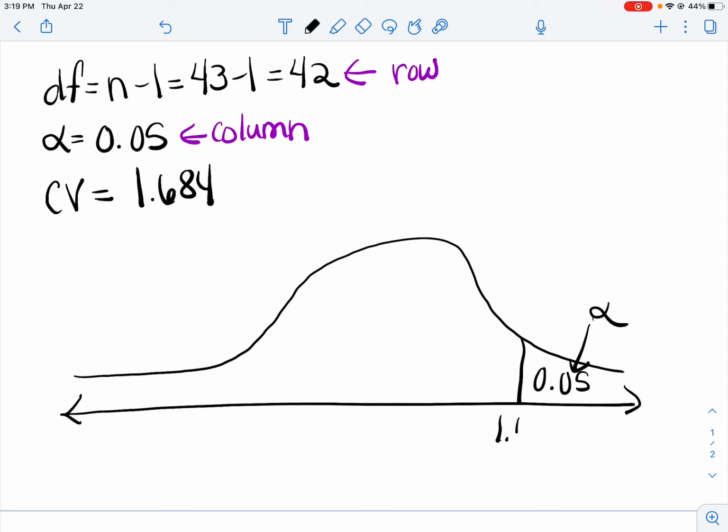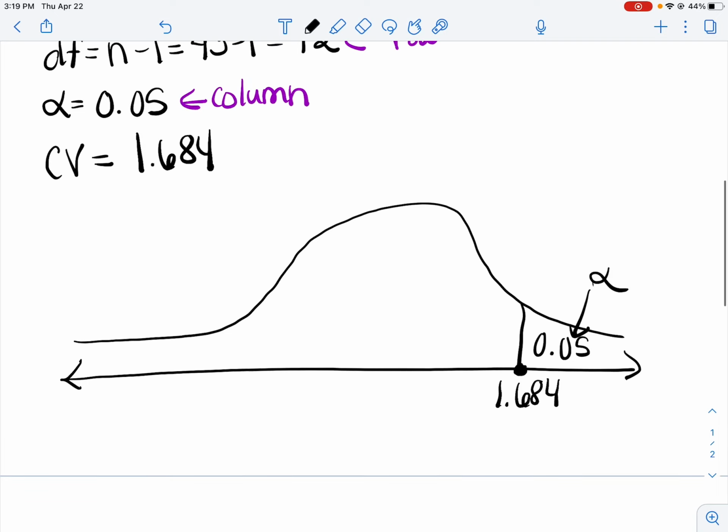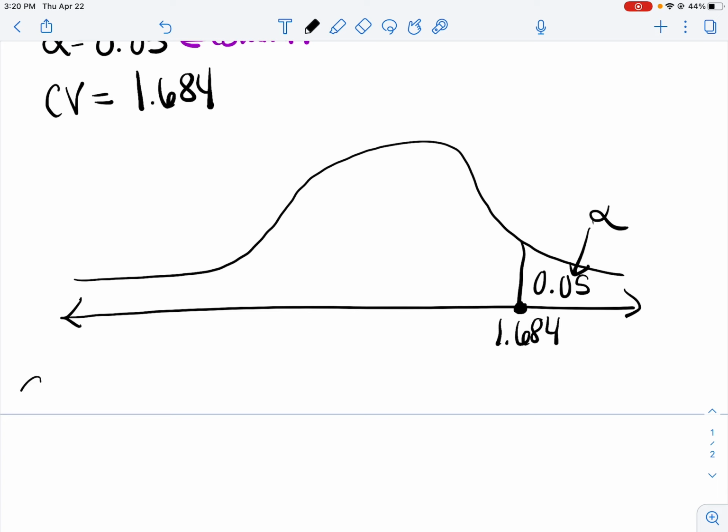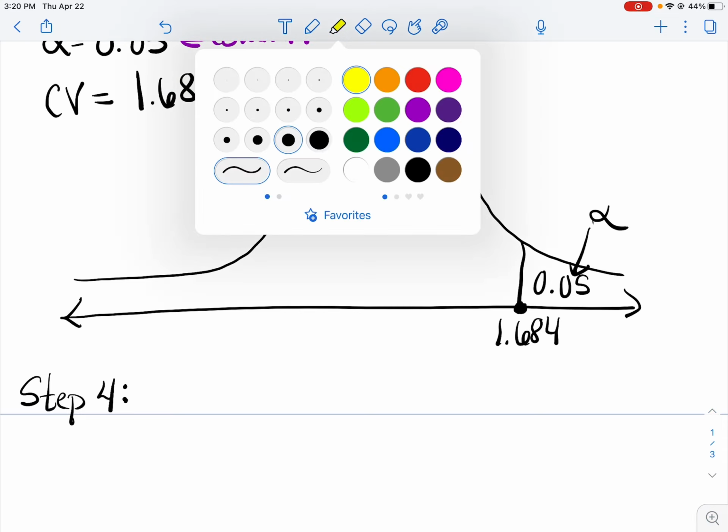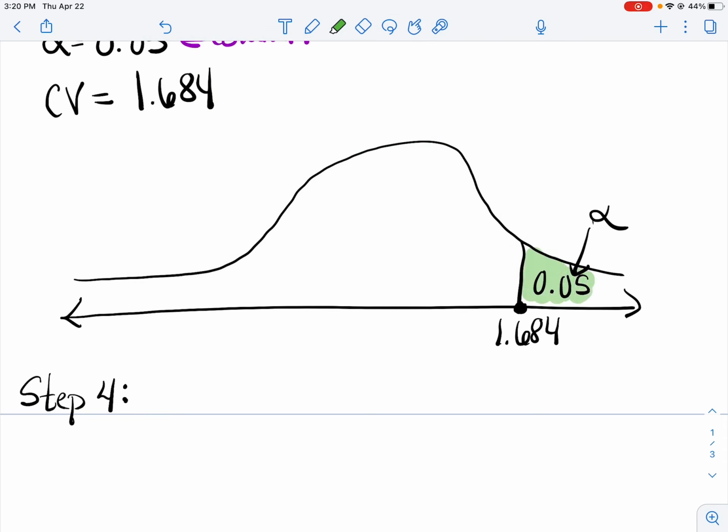I can label this point down here as 1.684 on my number line. Now the 0.05 is my shaded region. I'm going to go ahead and shade it, using my green. And what I want to know is, is my test statistic in the shaded region?